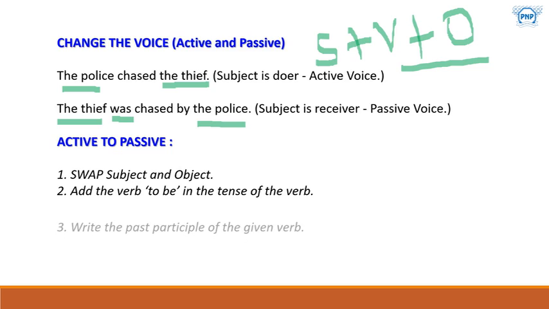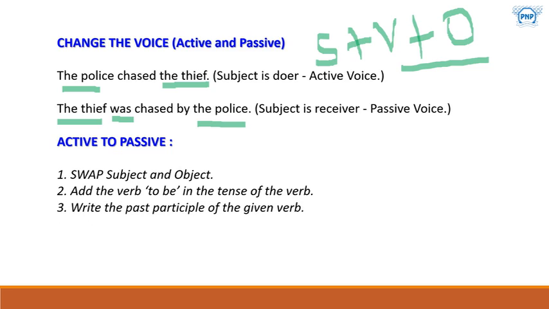After that, write the past participle of the given verb. You can see chased. Already it is chased only. Because this one is a past tense, here it changes once again to chased only. Okay, no changes would be there. But suppose write is there, write changes to written. Third form of the write is write, wrote, written, correct? Fight, fought, like that.